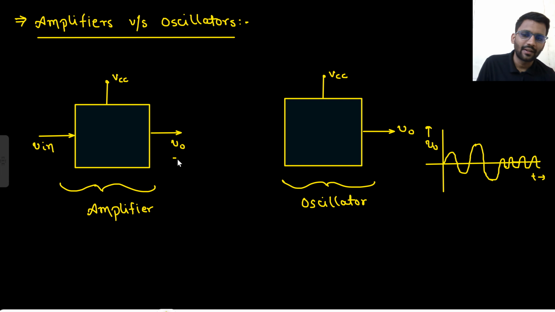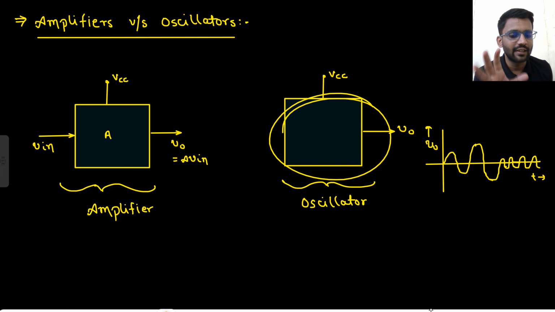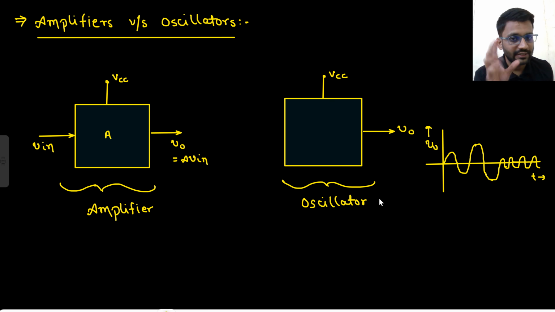But here what will happen? Here it will simply be the amplifier gain times the input, if the amplifier gain is A. That's it. So V0 would be simply whatever input you applied multiplied by the factor A. But in case of an oscillator, you don't know what the output will be. It will depend on this circuitry. Whatever is there in this block, your output will depend on that.